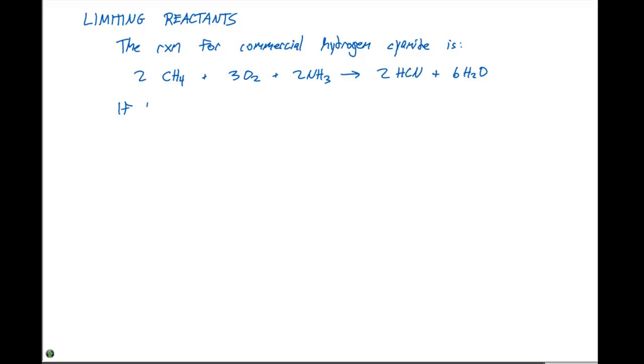If 1.0 kilograms of each reactant is available, how much HCN could be produced?